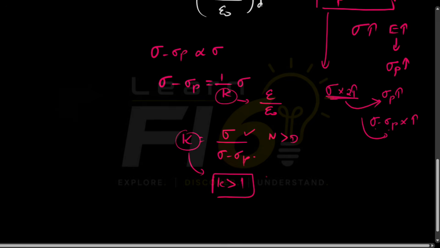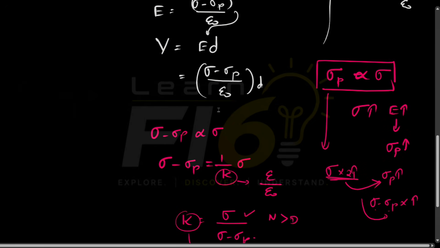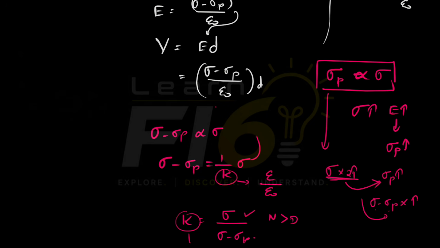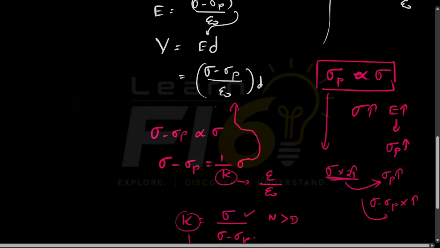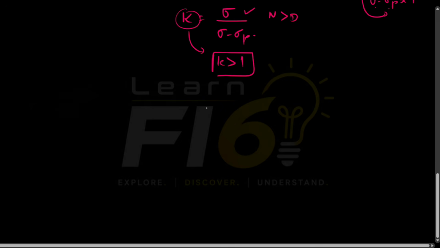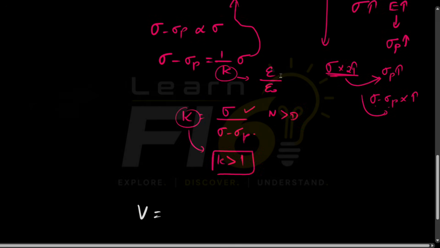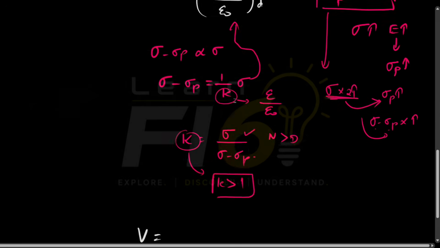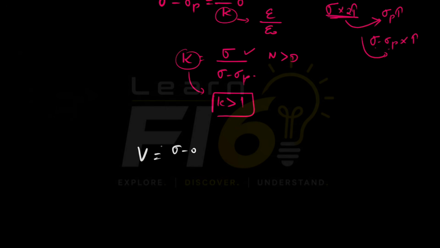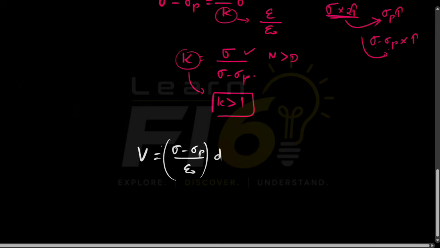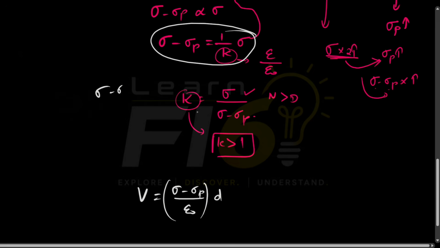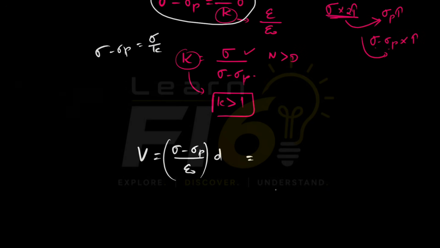We will use this in the derivation again. Instead of sigma minus sigma p, we can use this relation here. In the V, initially we had sigma minus sigma p into d divided by epsilon naught. So from this we can write sigma minus sigma p value as sigma by k. Putting this here, I will get sigma by k times epsilon naught times d.